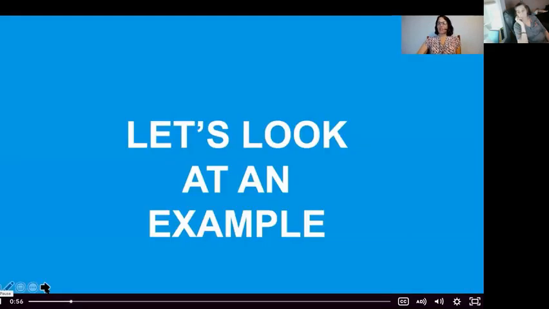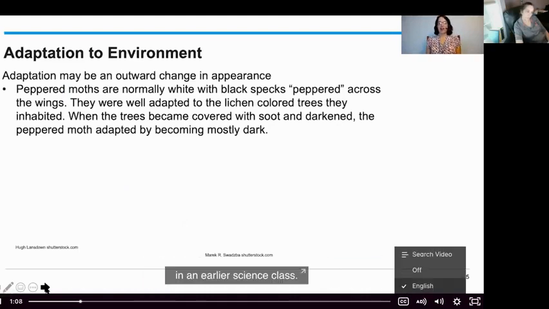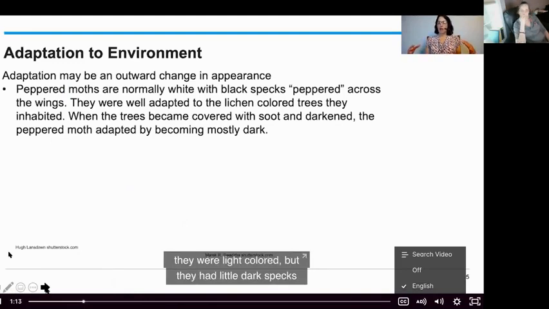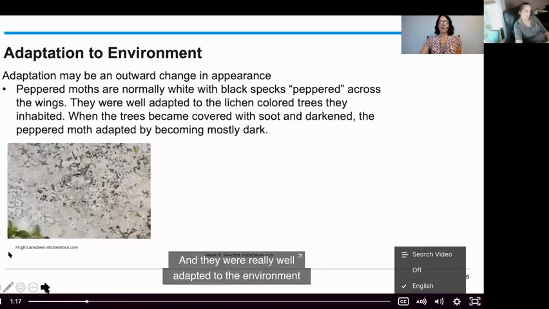Let's take a look at an example to get started about how organisms adapt to their environment. Sometimes that adaptation is an outward change in appearance. You probably remember hearing about the peppered moth story in an earlier science class. That's where we had these moths that were light colored, but had little dark specks peppered across their wings. And they were really well adapted to the environment that they lived in, which was light colored trees.